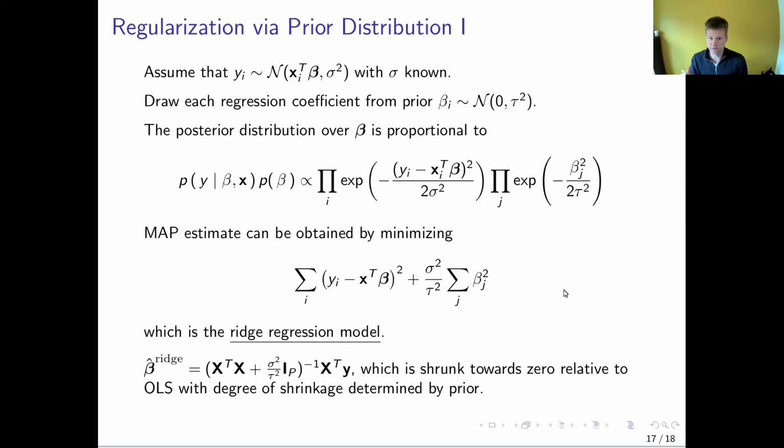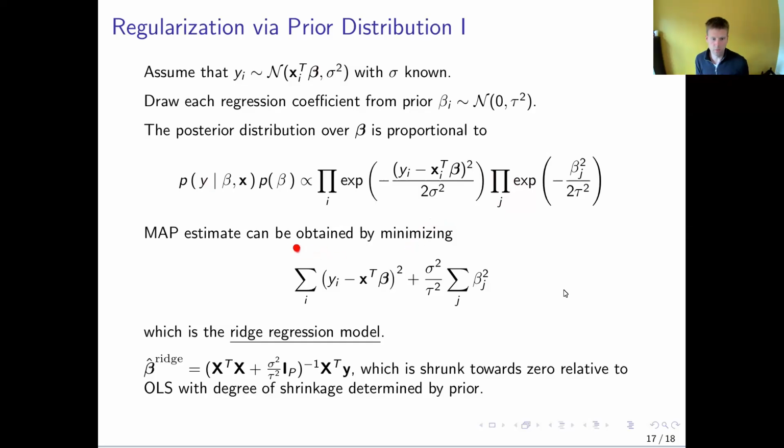Now, what's the posterior distribution over the regression coefficients going to look like? Well, it's going to be proportional to the likelihood times the prior. So the likelihood is going to be the probability of seeing the outcome data given the regression coefficients and the covariates. All right, so that's going to be that product of Gaussians. And then each one of the regression coefficients has its own Gaussian prior. So that right there is the prior distribution over the regression coefficients.